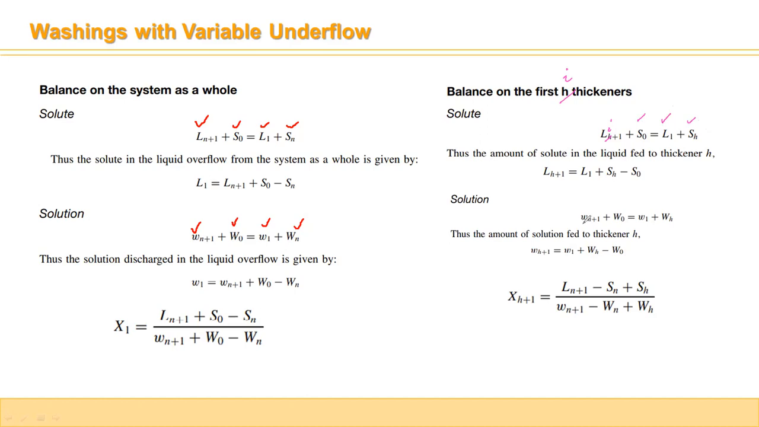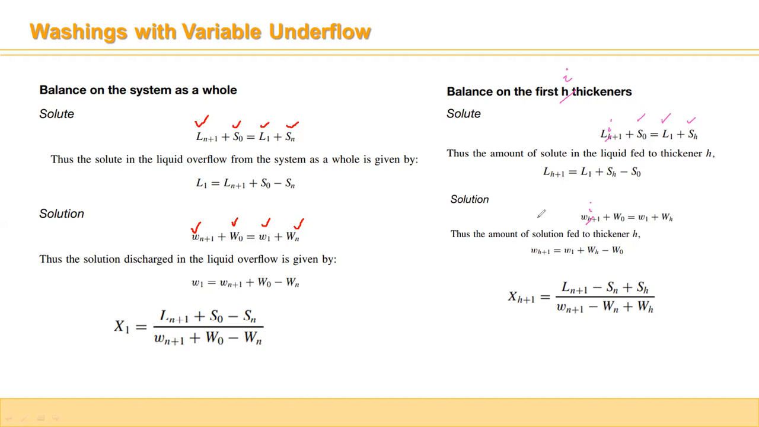Okay, solution, you do the same. So you can change this one to I. But if you intend to go with the original representation of Coulson, which represents the I-th thickener as the H thickener, you may do so as long as you properly write that in your drawing or representation.